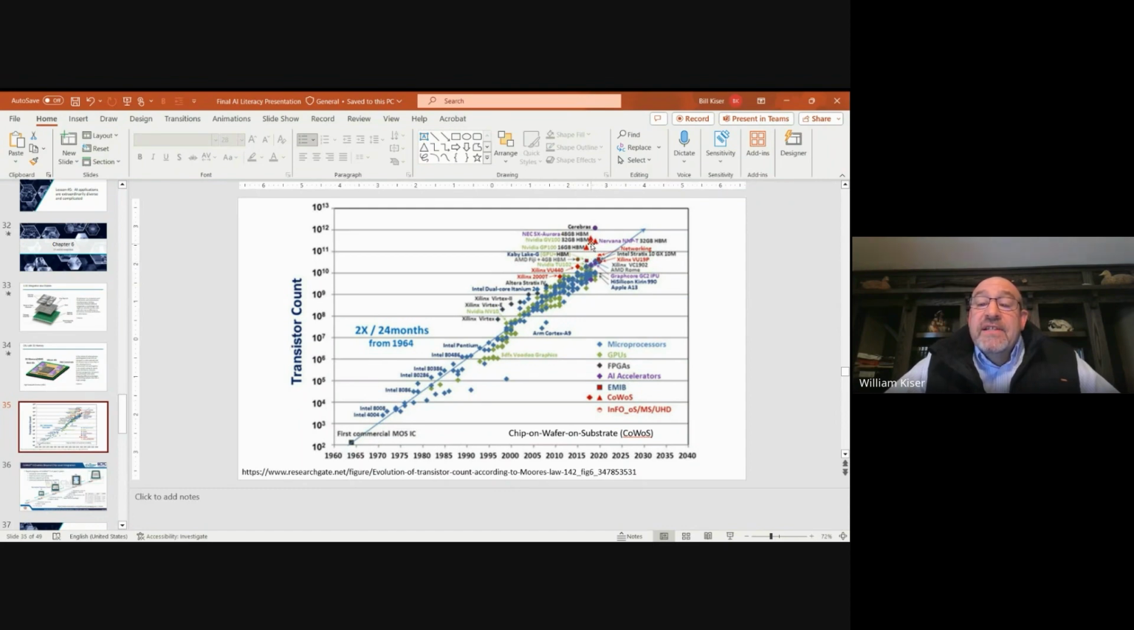Now let's look at the red triangle. Chip on wafer on substrate. Look at what's happened over the course of a couple years. You get an order of magnitude increase now, right? An order of magnitude increase in what you're able to do. And it's not just in transistor count. This is an order of magnitude in performance in many cases too. We're also going to talk about the Cerebras at the end of the talk here. It'll be the last thing we address, but it's a huge wafer scale computing.